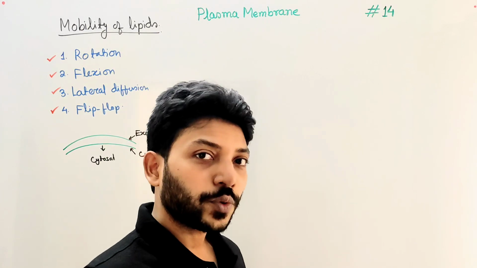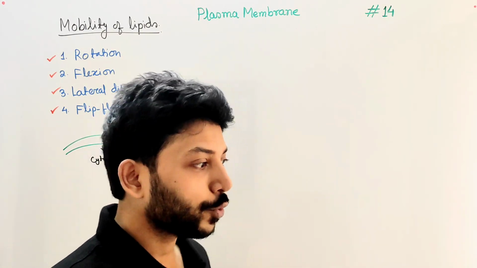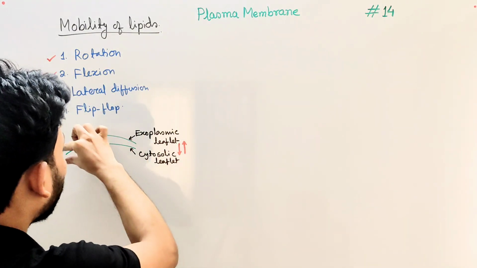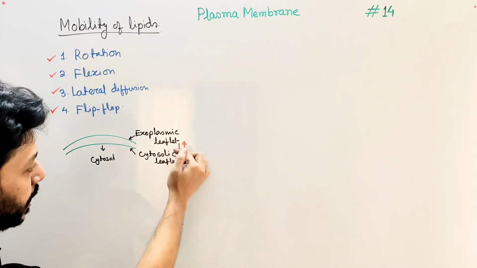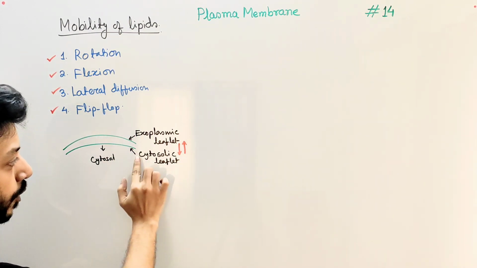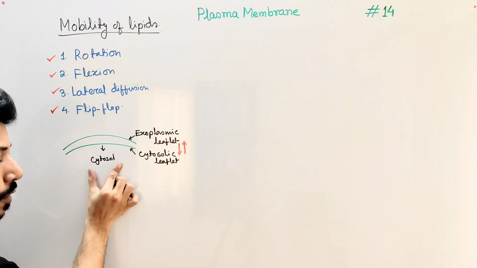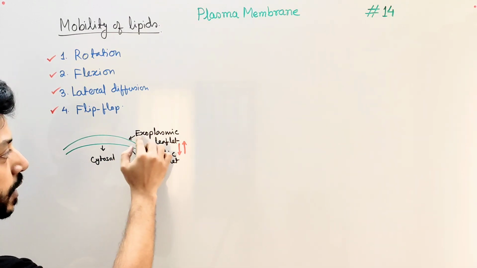At first, we have to know what is flip-flop movement. We know that plasma membrane is lipid bilayer. So there are 2 layers of lipids present in the plasma membrane. The inner layer of the plasma membrane is called cytosolic leaflet because it faces the cytosol. And the outer layer is called exoplasmic.